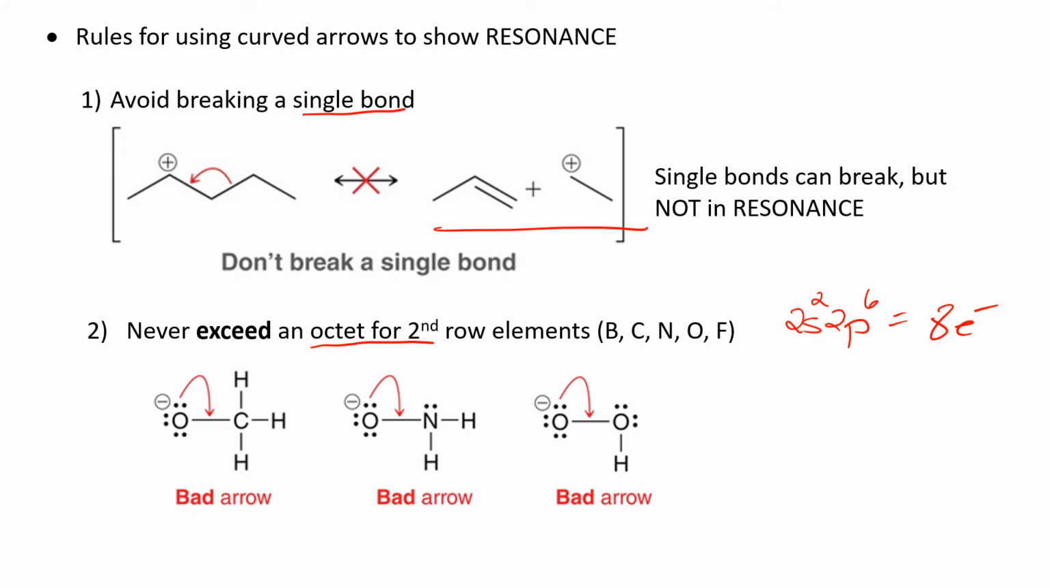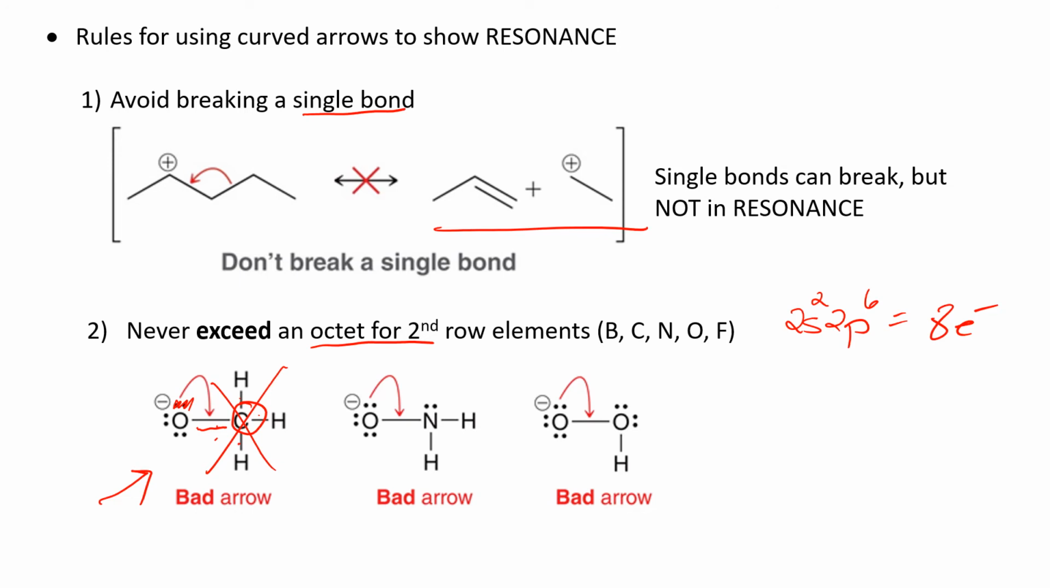For example, let's look at the first one. If we move these electrons into the bond between the oxygen and the carbon, we'd end up with a double bond there. And that carbon would then have 1, 2, 3, 4, 5 bonds. That's a bad resonance arrow.